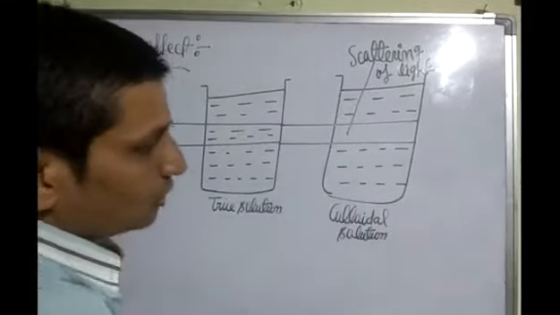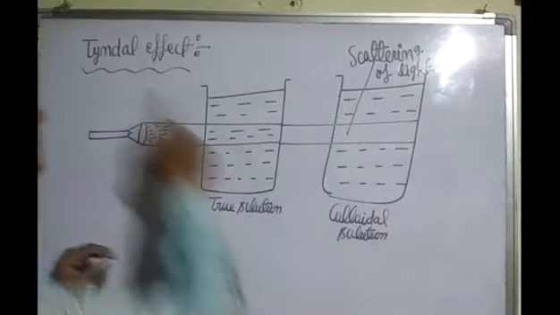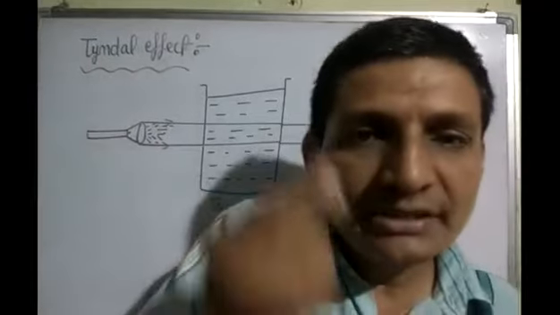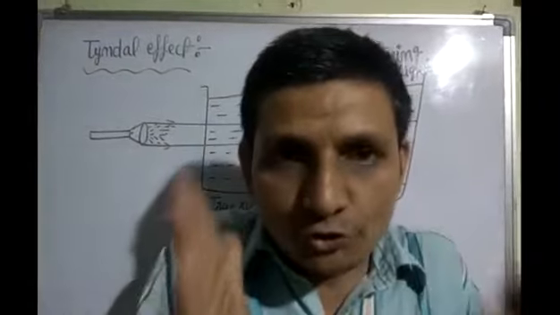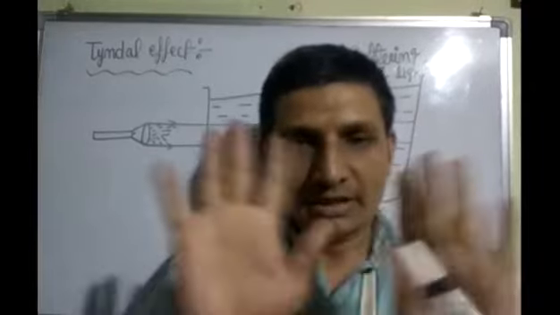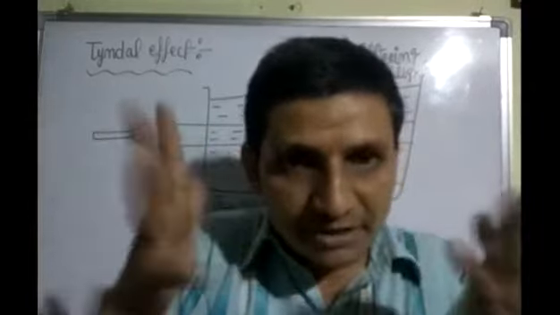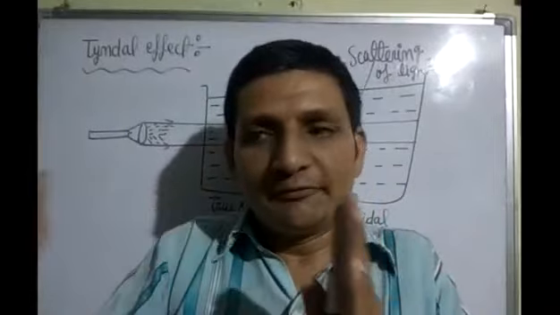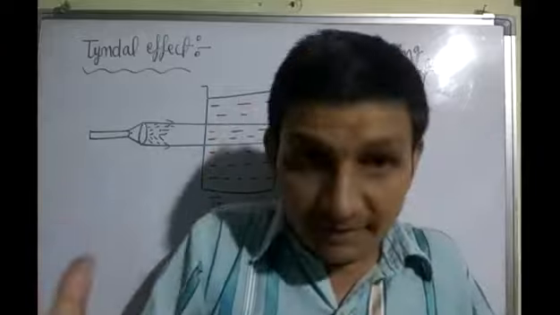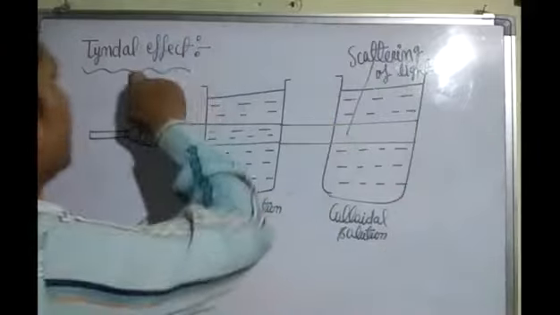This is called the Tyndall effect. Dear student, I am telling you again, Tyndall effect. When a strong beam of light is passed through a true solution, the path of the beam of light is not visible. But when it is passed through a colloidal solution, the path of the beam of light is visible. This is called the Tyndall effect.